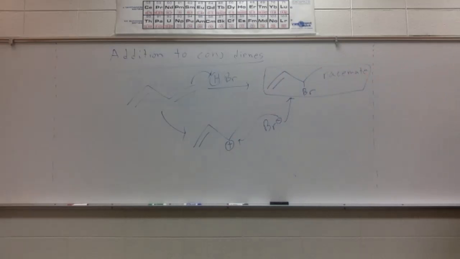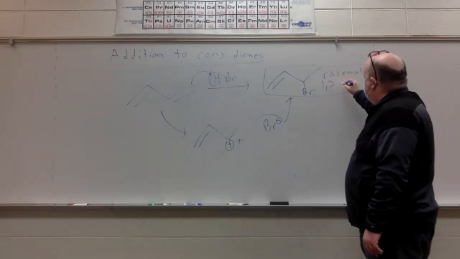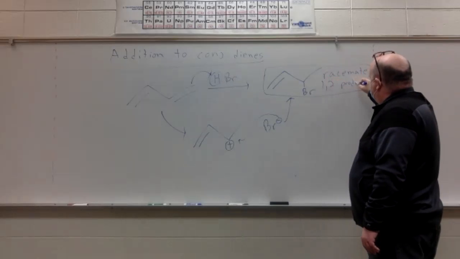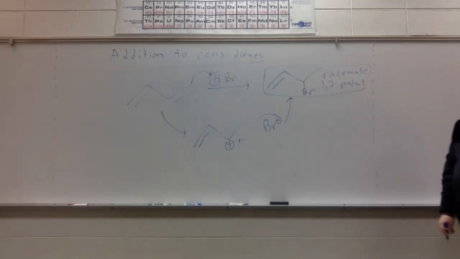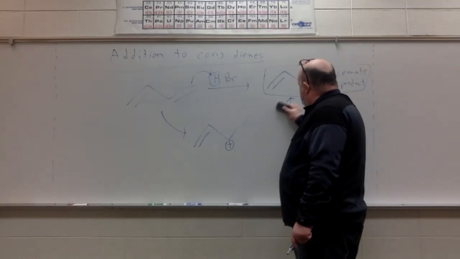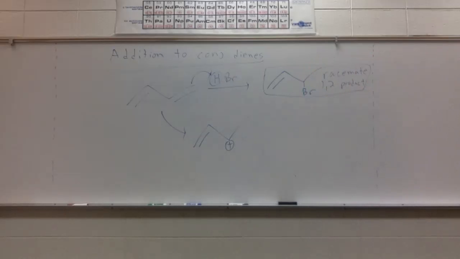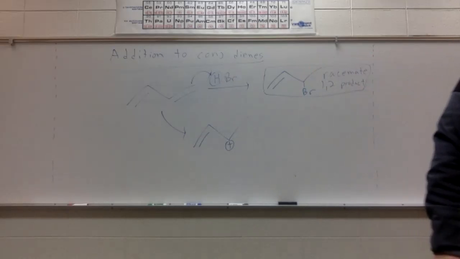However, we're not done. This is what we call a 1,2 product. I'll explain that terminology in just a minute. That's not the only thing that can happen here. Let's go back to this carbocation. You make that carbocation, and sure, it can be attacked by the Br like that. You definitely will make that product. However, it's not the only thing that can happen with this carbocation. Any guesses as to what else would happen?